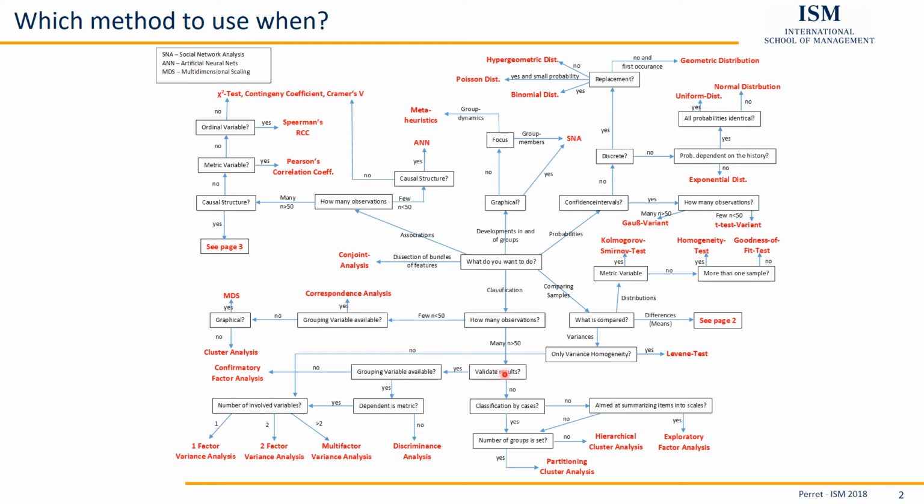But what if we don't already have a fixed set of groups, a fixed set of classes? Then the question would be, do we want to classify by cases or by observations? If we want to classify by cases, if no number of groups is set, go with hierarchical. If we already have a decent idea of how many groups might be usable, so we don't want to validate already prefixed results, but we already have a clue how many groups might be suitable, then we could go with a partitioning cluster analysis.